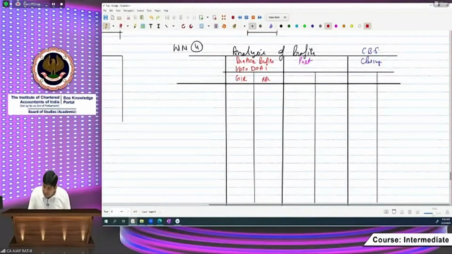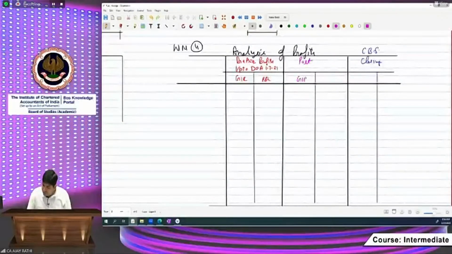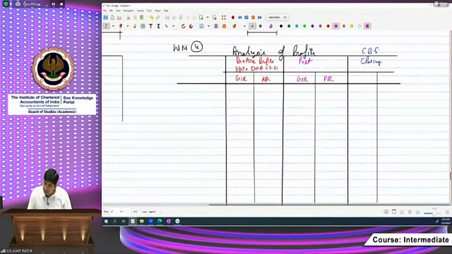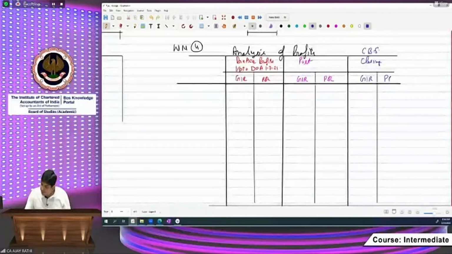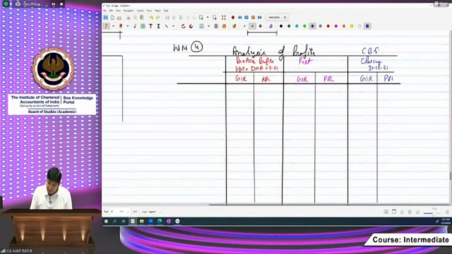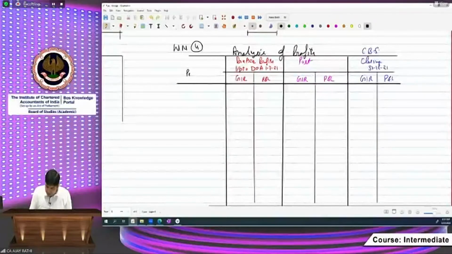Beta, here is general reserve and profit and loss, up to which date? 1st July 2021. Next one, post acquisition, we have to calculate after 1st July, closing general reserve and profit and loss, 31st December 2021. Balance is there for general reserve and profit and loss.